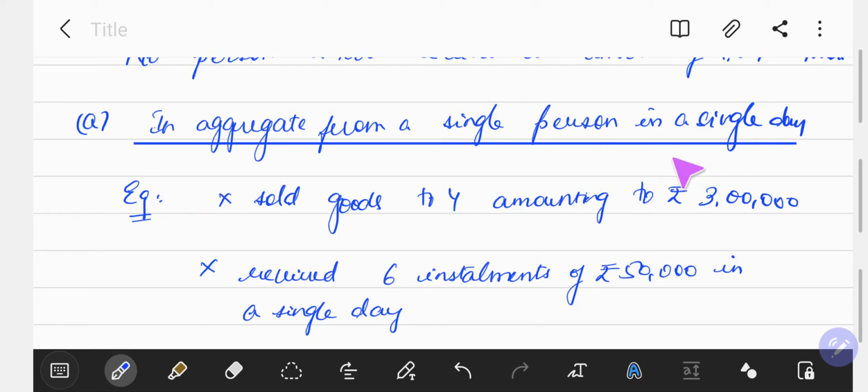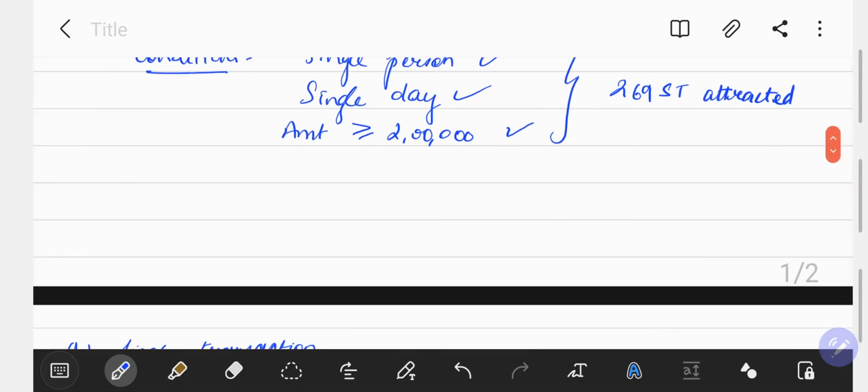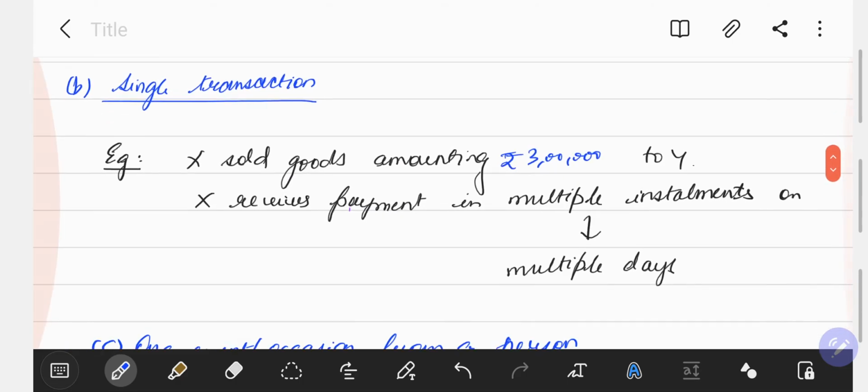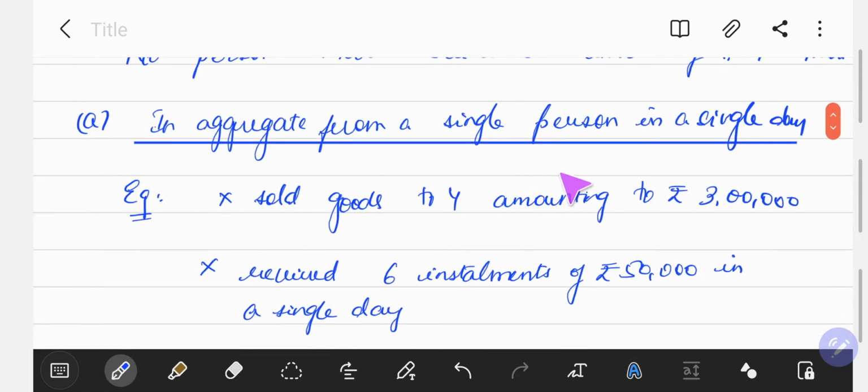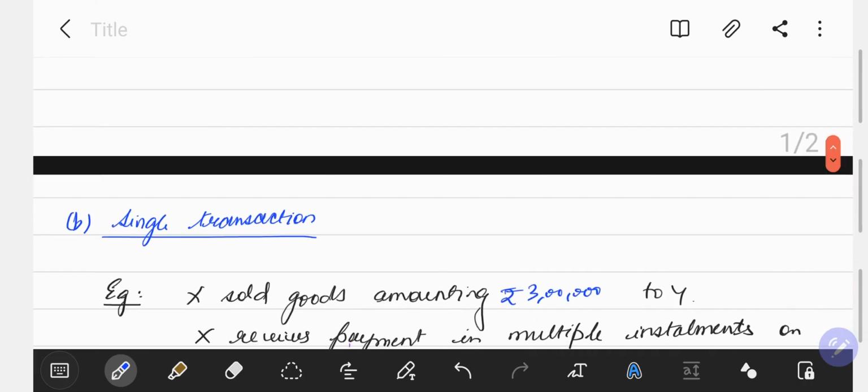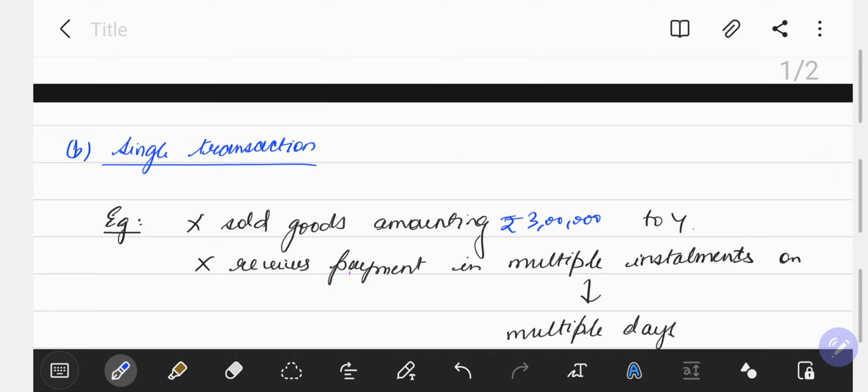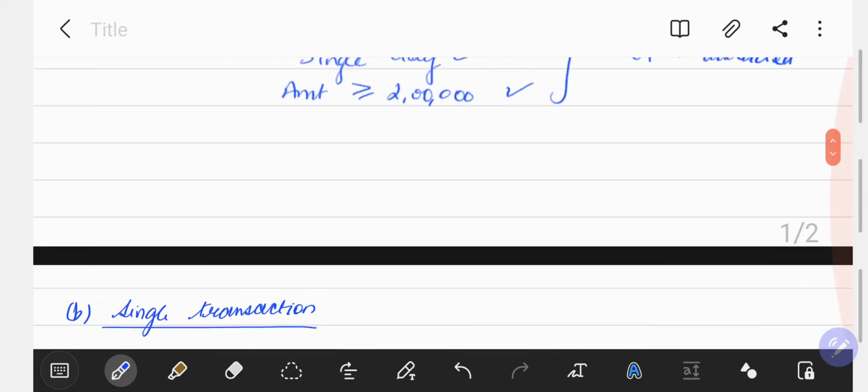It says single person in a single day, even though there are multiple transactions. If X is receiving cash from that person, then he has to ensure that the limit of 2 lakhs is followed. So this condition talks about a single person and a single day, even with multiple transactions. The second condition talks about a single transaction. So single person, single transaction, multiple days is also covered. If the payment is received on multiple days, even then the transaction is covered here. I repeat, the first condition is single person, single day, even if multiple transactions are covered. Second condition, single person, single transaction, multiple days. I'll just write it down.